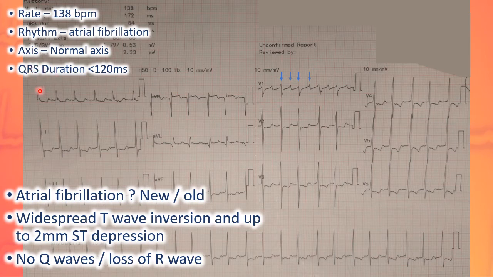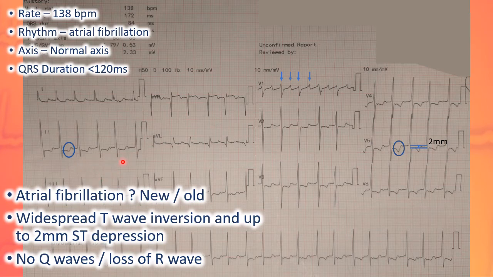There's a normal axis and a normal QRS duration. Now we have widespread T-wave inversion in the infralateral leads, and we have 2 millimeters of ST depression. There are no Q waves and there is no loss of R wave.